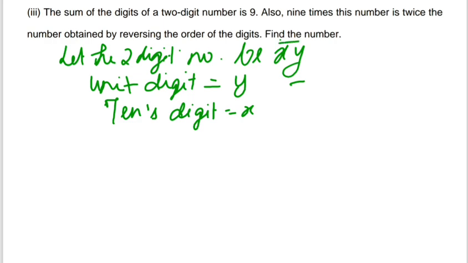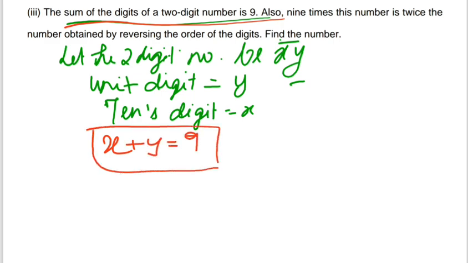Okay. So they are saying that the sum of the digits, that is x plus y, is equal to 9. So this will be our first equation: x plus y is equal to 9. We got the first equation, and they are also saying that 9 times this number is twice the number obtained by reversing the digits.